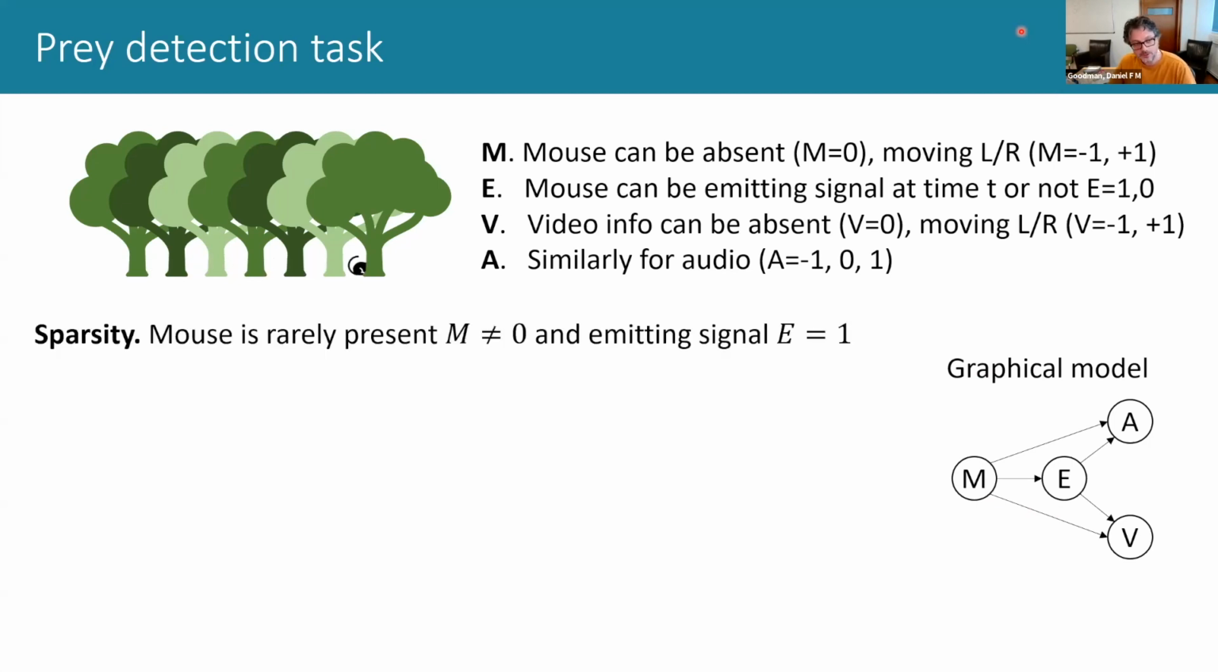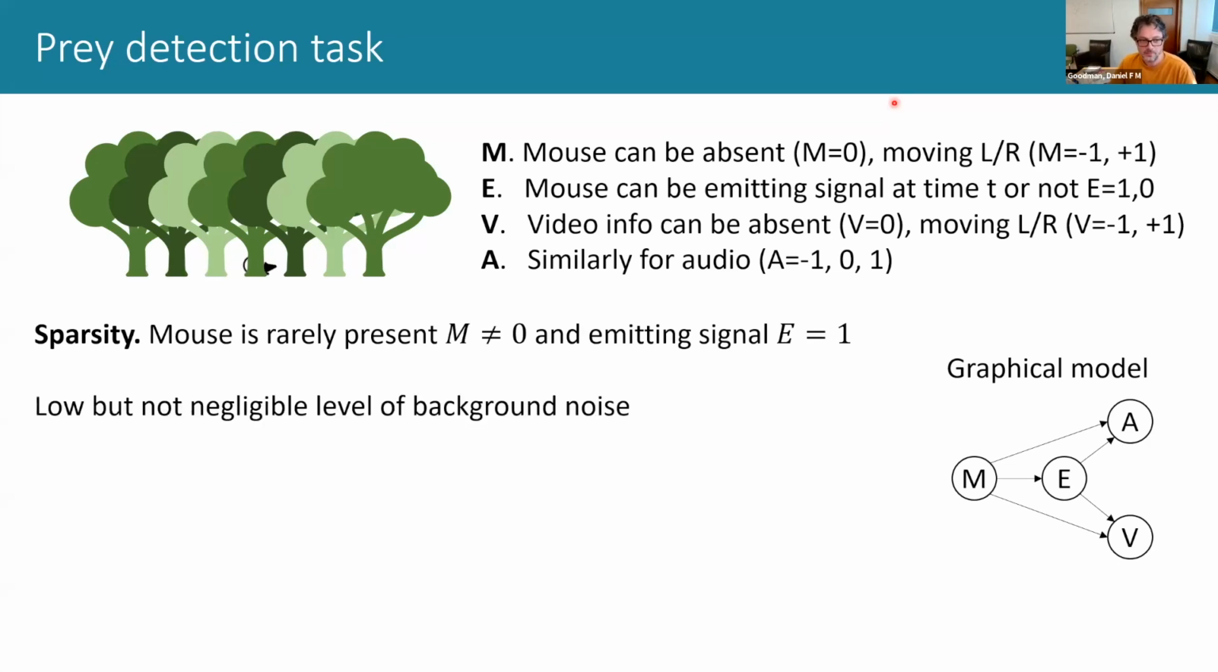Another property I want to include here is sparsity. What I mean by that is it's rare that both the mouse is present and it's emitting a signal. So I think, again, a reasonable model of a predator-prey scenario, the predator typically has to wait a long time for a prey to come along, and the prey is going to try and hide its movements because it doesn't want the predator to get a ton of information that would let it eat it. And that there's a low but not negligible level of background noise.